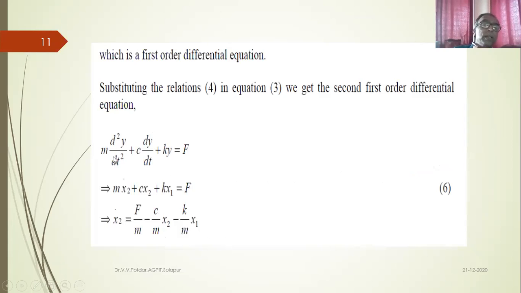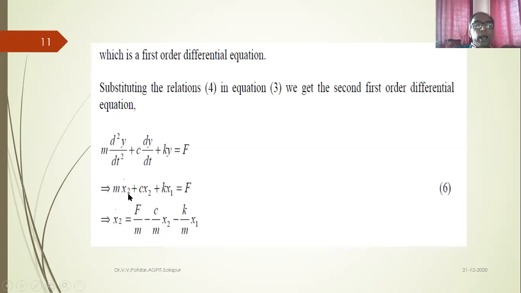So this second order differential equation, which was m into d2y by dt square plus c into dy by dt plus ky is equal to f, this is the original second order differential equation. It is getting converted into m into x2 dot plus c x2, because x2 was equal to dy by dt, plus k x1 is equal to f.